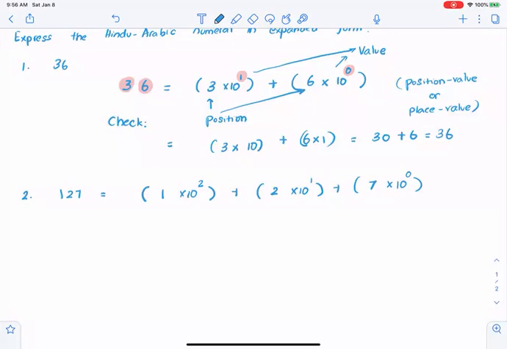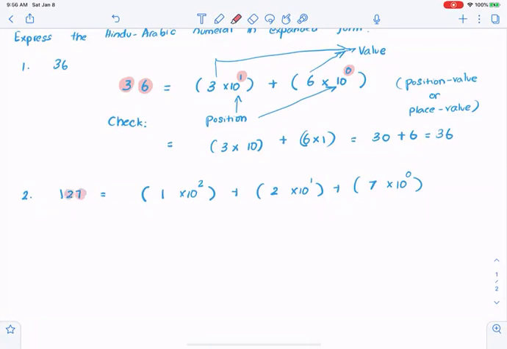I guess the arrows are in the wrong place. Let me just fix this. Could I have it backwards? So 10 raised 1 position, 10 raised 0 position, and those are the values. My bad. So the value in the 10 raised 0 position is 7, 10 raised 1 position is 2, and 10 raised 2 position is 1.